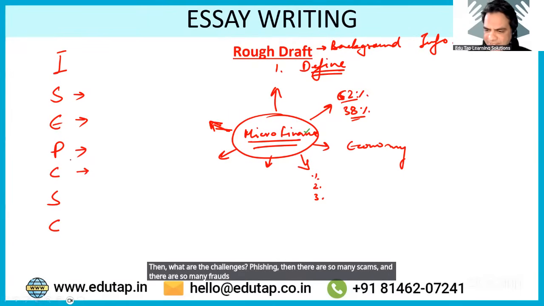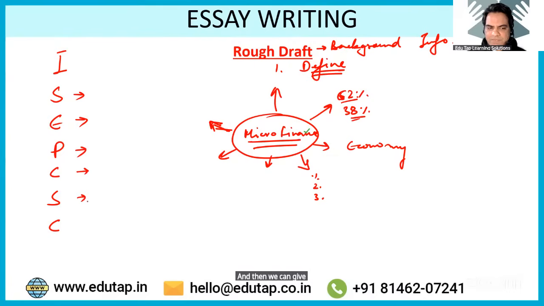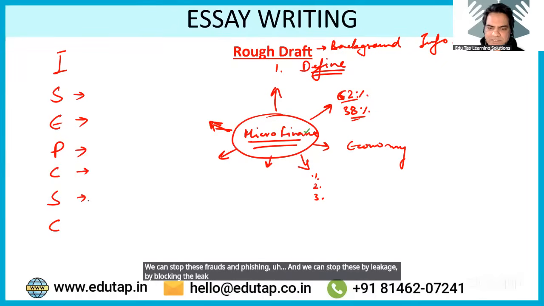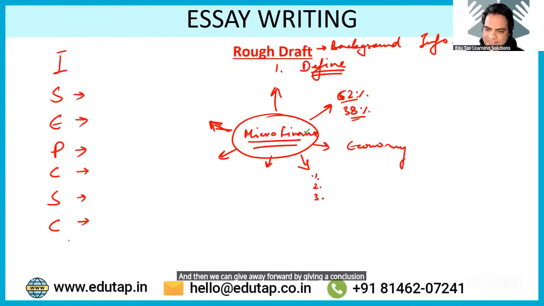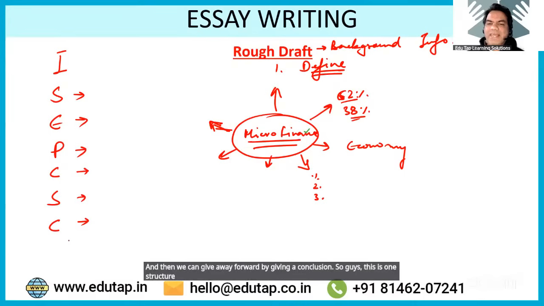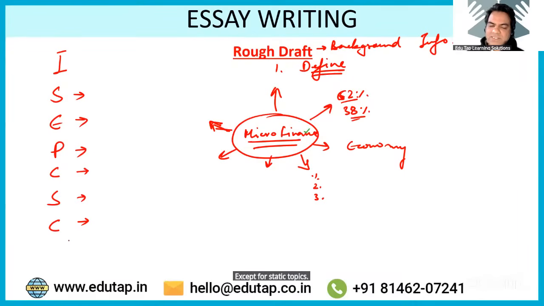We can talk about that, and then we can give solutions to stop these frauds and phishing, by blocking the leakage, or having proper measures and so on. And then we can give a way forward by giving a conclusion. So guys, this is one structure that you can use for any and almost every topic, except for static topics. I think this structure can be used for any other topic that you want to write for.